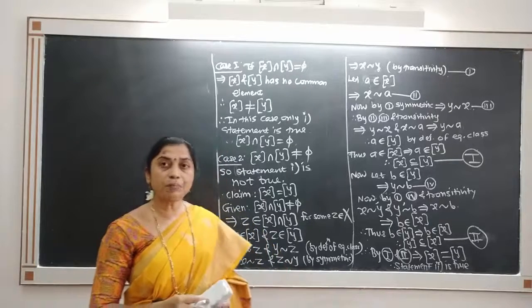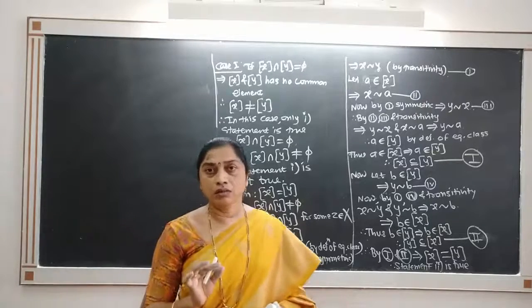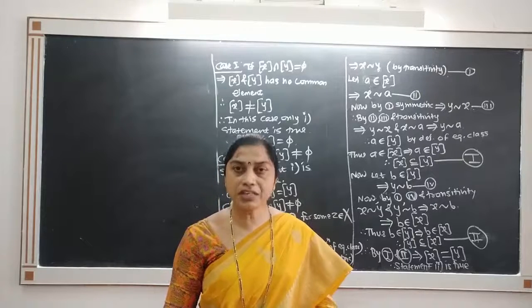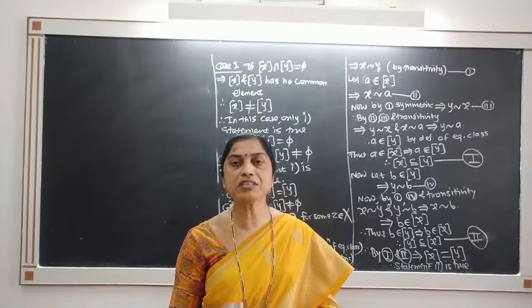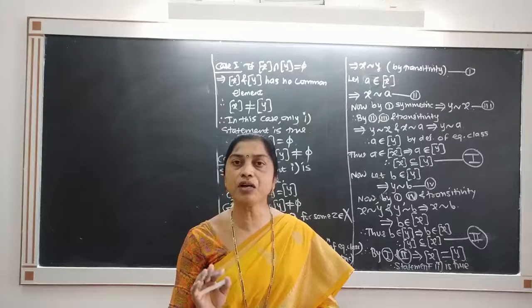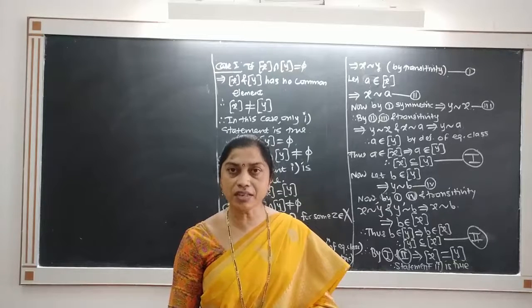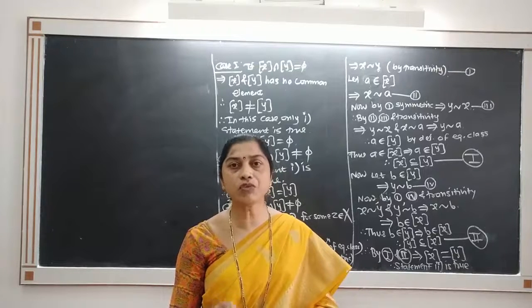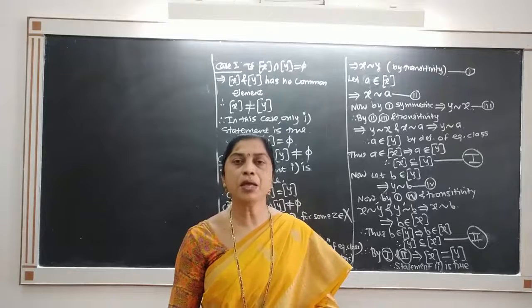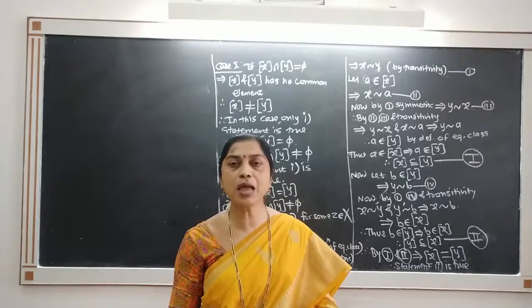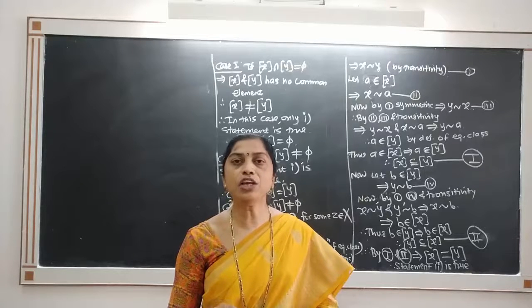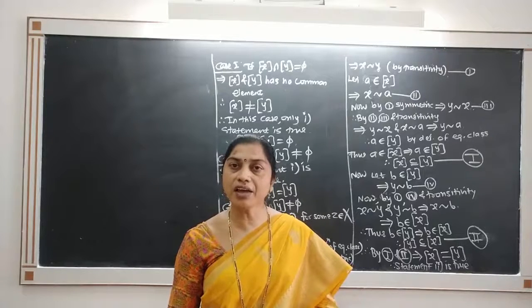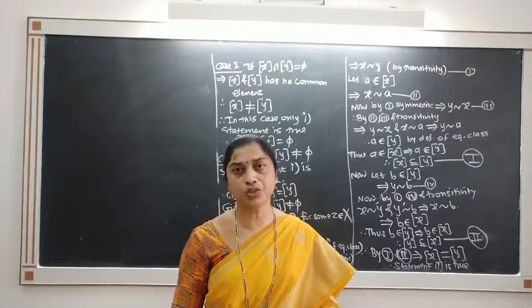So there are three main theorems on this equivalence class. The first states that every element belongs to its equivalence class. So the equivalence class of an element is never the empty set. The second says that if an element belongs to the equivalence class of another element, it implies that both have the same equivalence classes. And the third statement says that any two equivalence classes are either identical or disjoint.